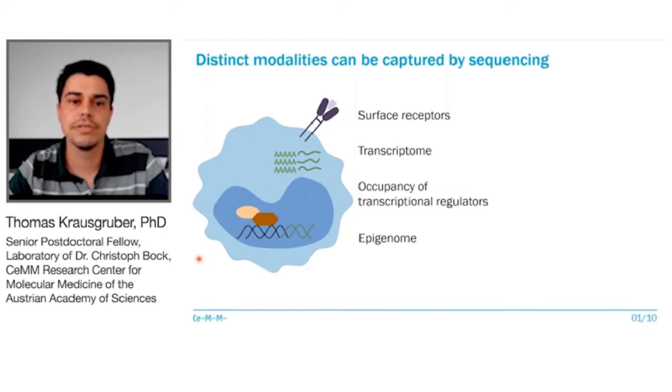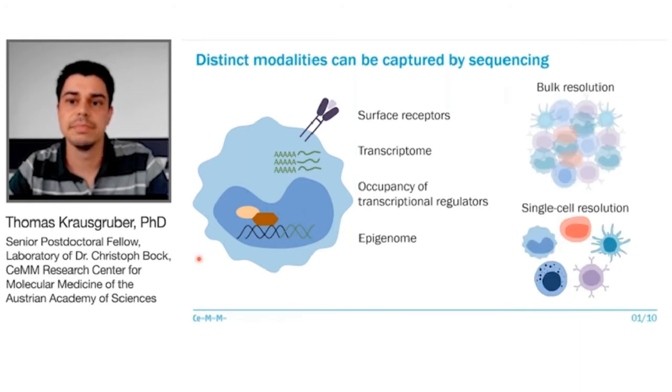And obviously, all of those modalities, and also the ones I haven't listed, can be looked at in bulk resolution and single-cell resolution. And as you just heard from the introduction, both of these methods have their pros and cons. However, I would like to show you that it doesn't always have to be single-cell resolution. One can also learn novel biology by looking at bulk samples.